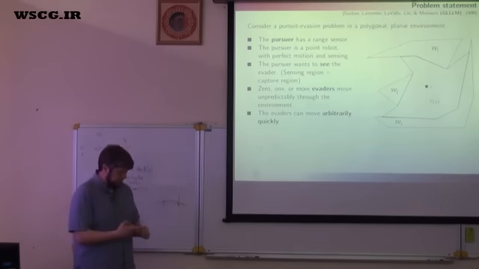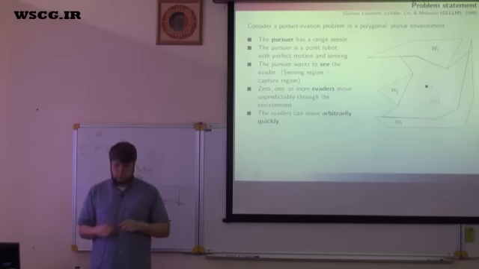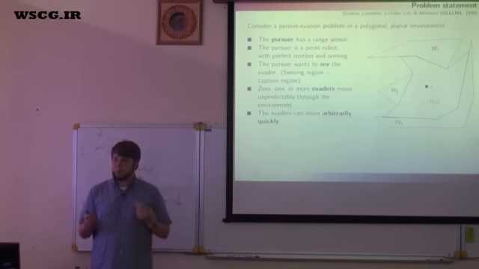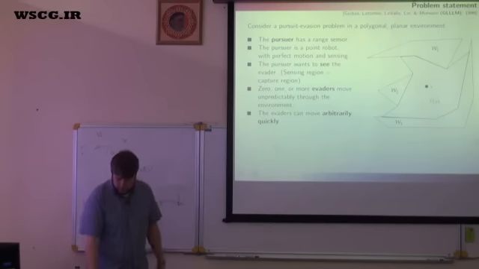So the input is a simple polygon describing our environment, and the output should be a path for a pursuer to follow, along with a guarantee that if the pursuer follows that path, any evaders in the environment will be within the visibility polygon of the pursuer at least one point along that path. Right? Okay, so that's where we want to go.